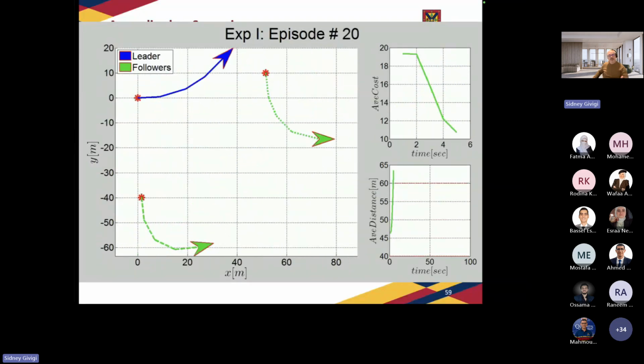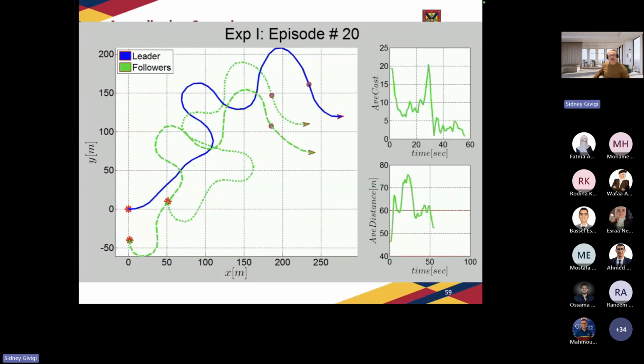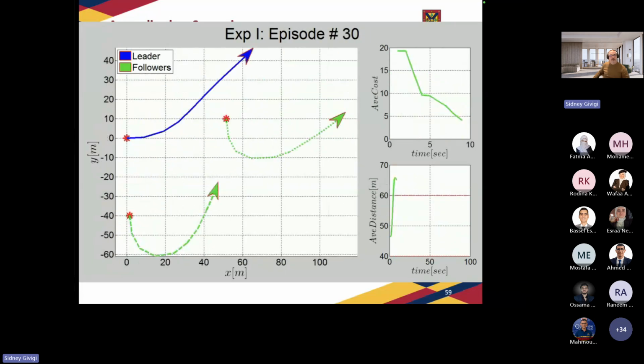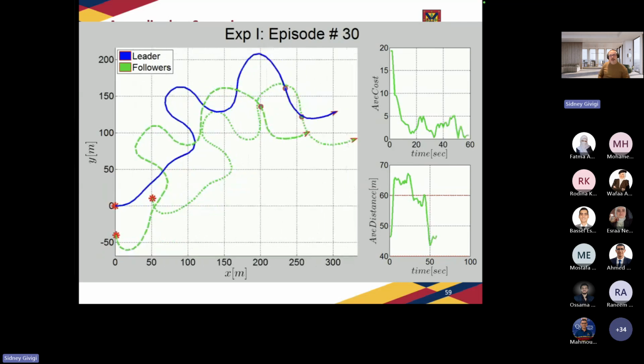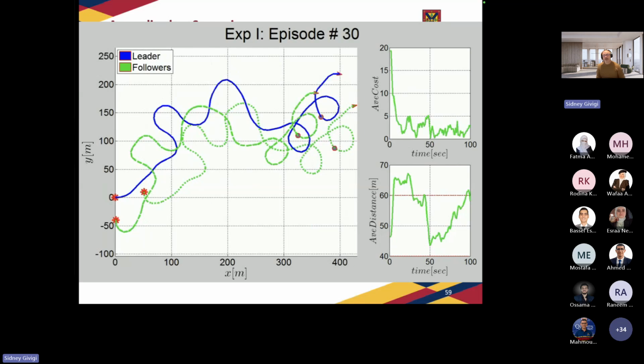So if you look at episode 20, this is a very decent result already, right? And then if you do this for episode 30, this is really, really good. So we actually made this work in a much faster way than people have done in the literature. In the literature, if you used dynamic programming, this would take literally days to run, like several days. And the results would be worse than this.